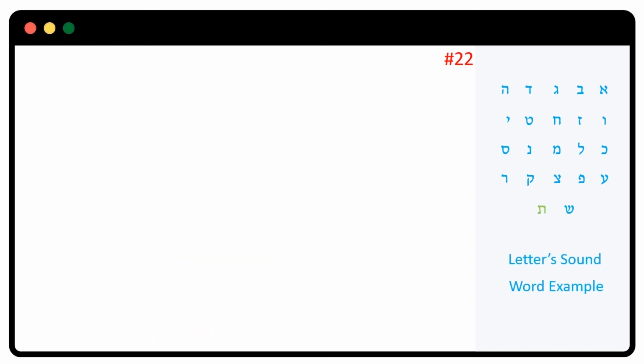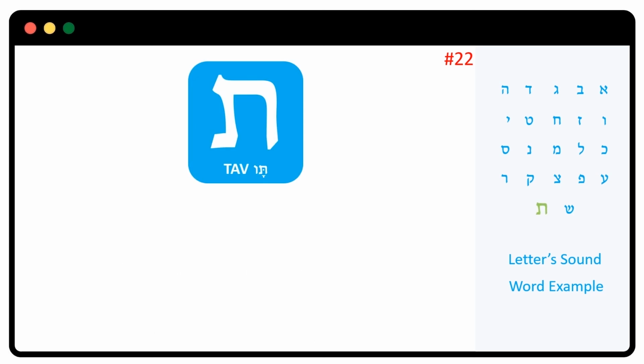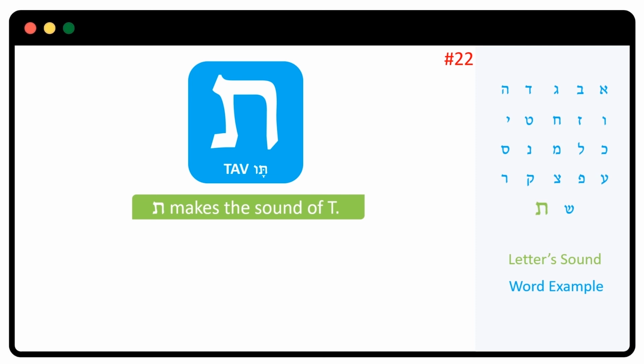Letter number 22 is Tav. The letter Tav makes the sound of the letter T. Like in the following word example, Torah. The word Torah starts with the letter Tav. Torah.